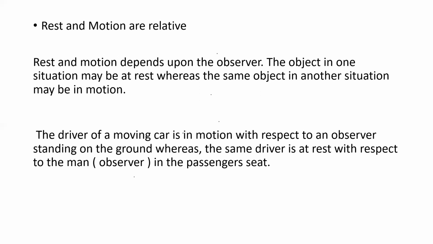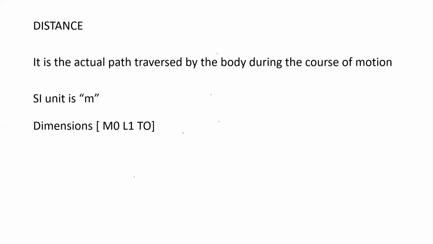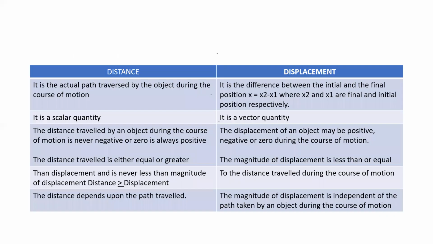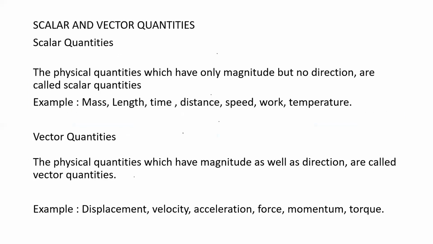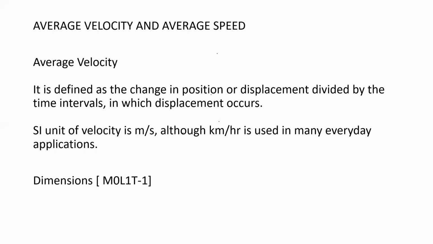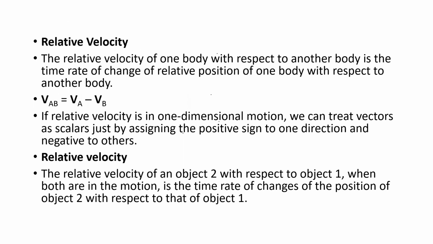And we say that rest and motion are relative terms. Then what is position, when it is called a point object, then distance, displacement, the difference between distance and displacement, speed and velocity, then scalar quantity, vector quantity. Then next we have the types of velocity and types of speed. So these are all the points we discussed in today's class.